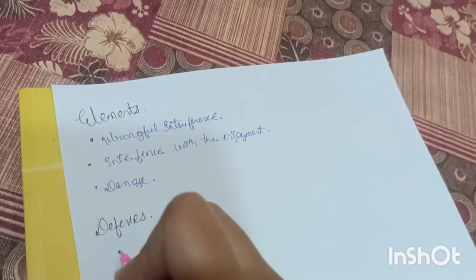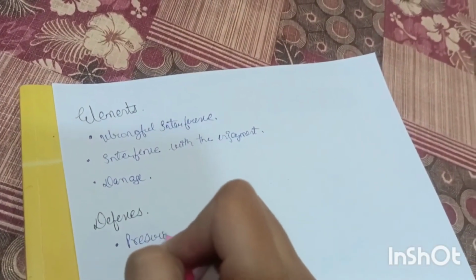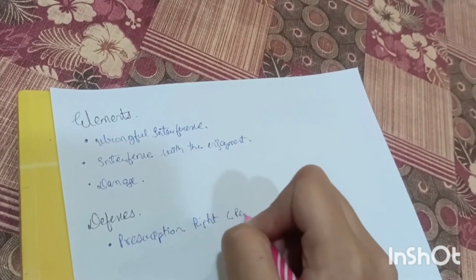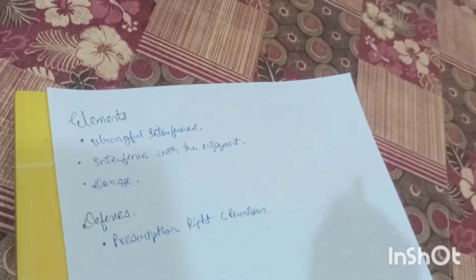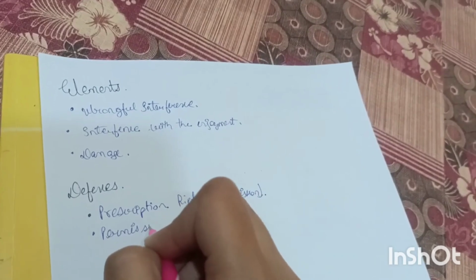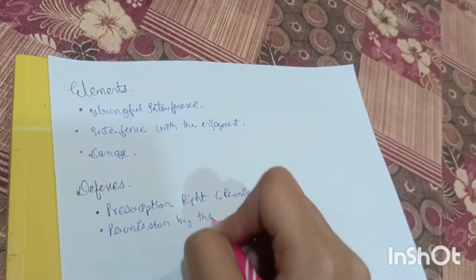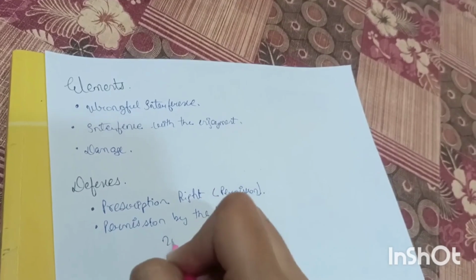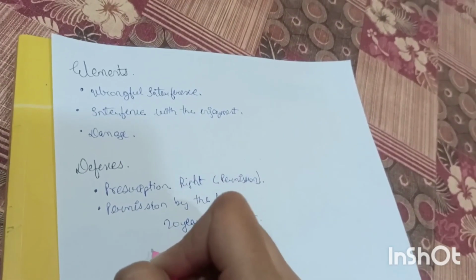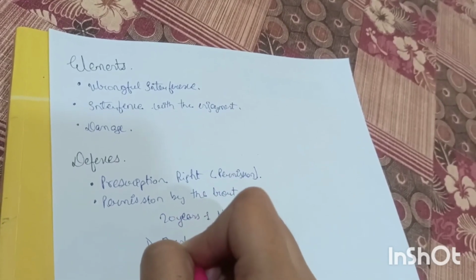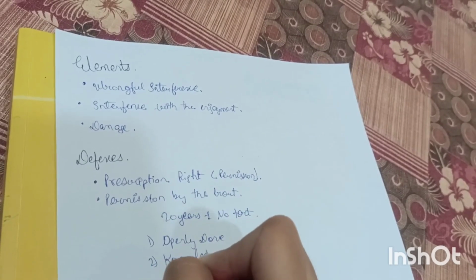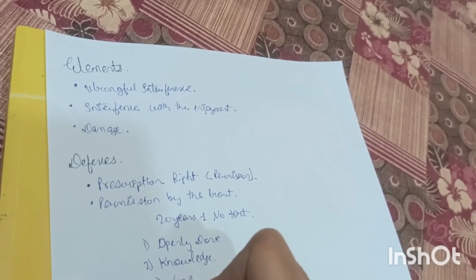There are some differences in this. The first one is prescription right. What this means is that there is some written permission, and the second one is permission by the government. It will be valid for 20 years, so for 20 years there will be no tort. The elements for this are that it should be openly done, it should have knowledge, and third, it should be consented.